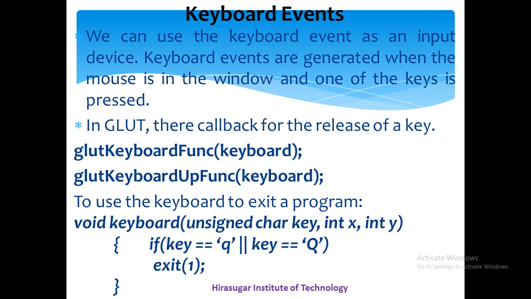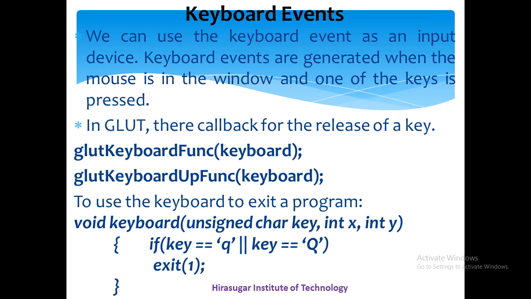Keyboard events are generated when the mouse is in the window and one of the keys is pressed. The mouse must be in this window, whatever window you have created, the mouse position must be in that window, then some key you have to press, right? Then only it will work, otherwise it will not work, right? In OpenGL it will work only if the mouse is within the window, which means the window must be active. Then you can press any key. This is how the keyboard normally works.